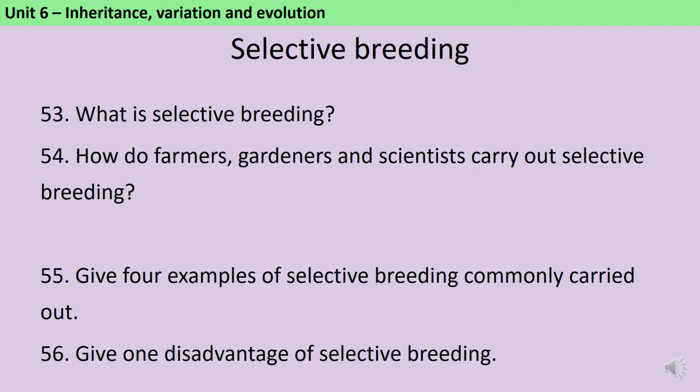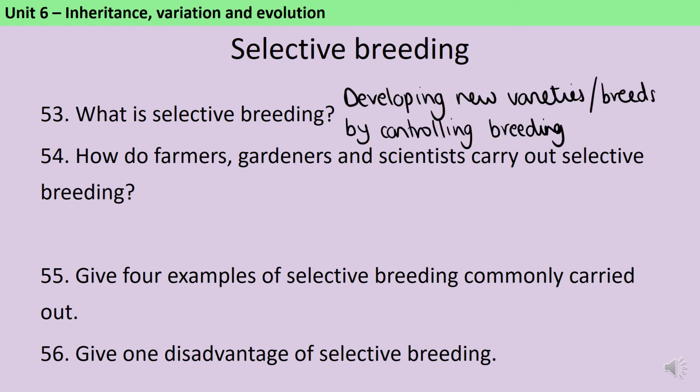Selective breeding is the process where farmers or breeders or scientists develop new varieties or new breeds by controlling breeding. Basically what they're doing is looking for desirable traits, in other words, things that are going to make the organism that they're breeding more popular or more valuable, and they're only allowing the individuals that have those traits to breed.